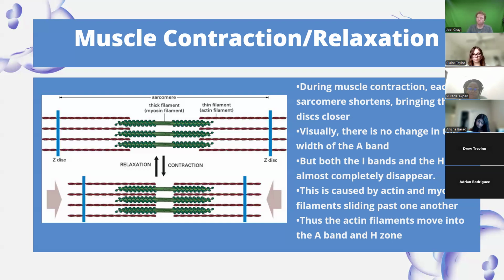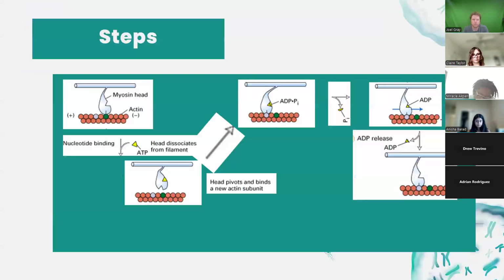Now, this is great from like a 10,000 foot view, but what about a mechanism that's taking place there? Well, here are the steps that are taking place. Starting up in the left-hand corner, we've got part of a myosin molecule, a myosin head group here, bound to an actin filament.